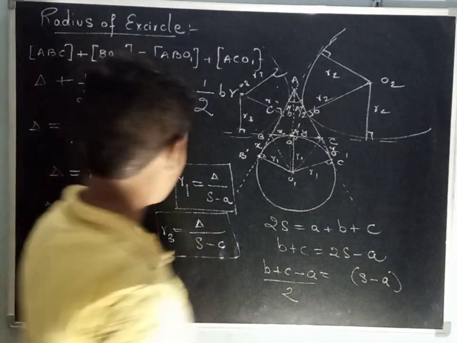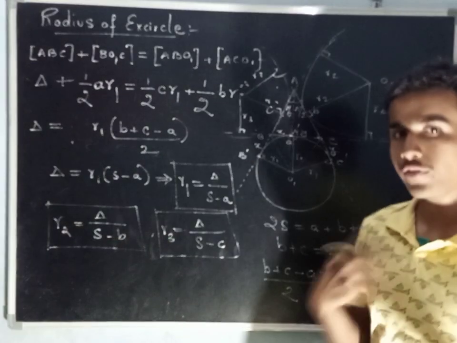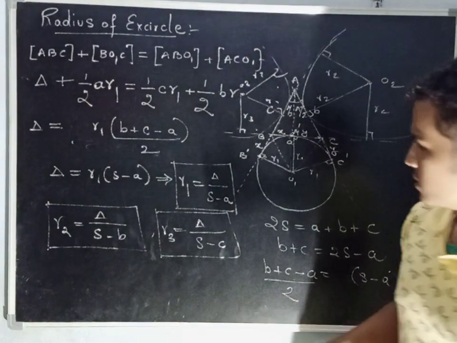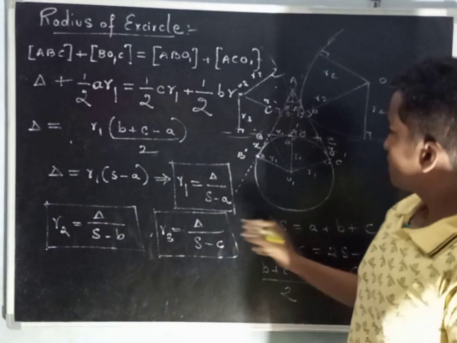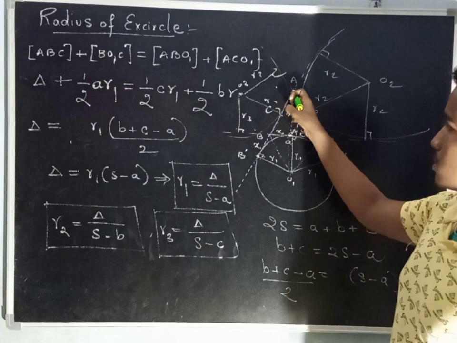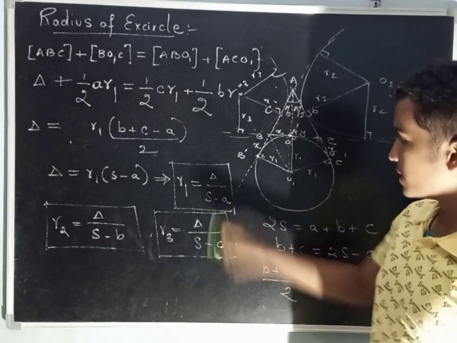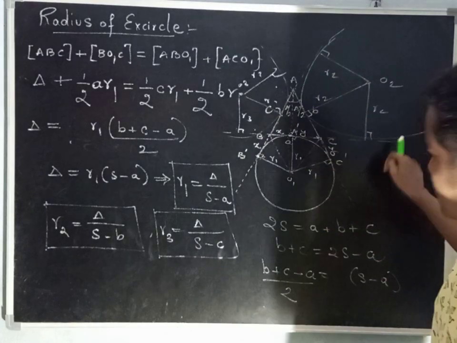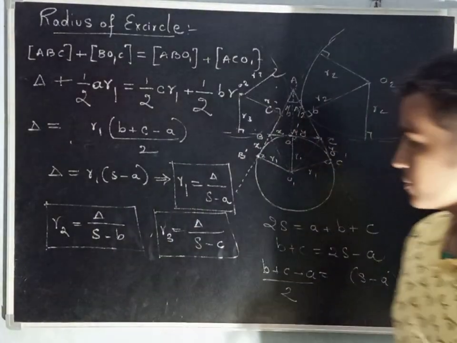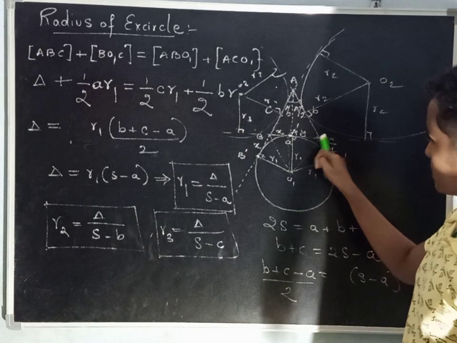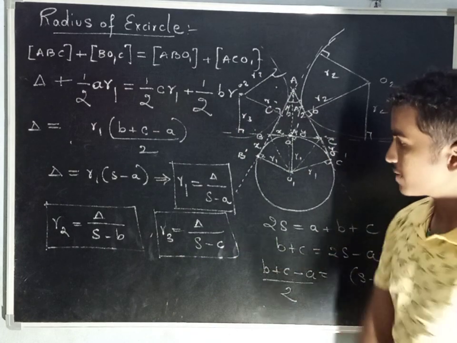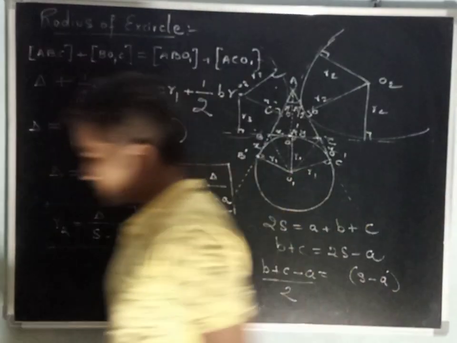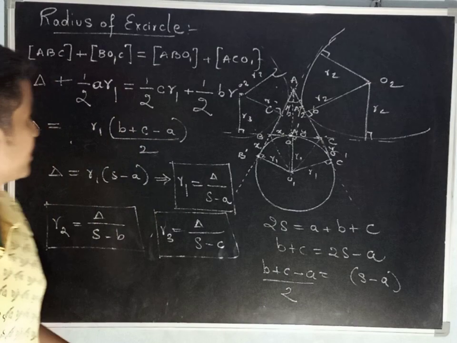Right? So these three are the radii of the three X circles of triangle ABC. Okay? It's not very hard to remember. For a circle which is opposite to the vertex A, its radius is delta by S minus A. For a circle opposite to vertex B, its radius is delta by S minus B. The circle which is opposite to vertex C has radius delta by S minus C. Okay? This is the fundamental concept for the radius of X circles.